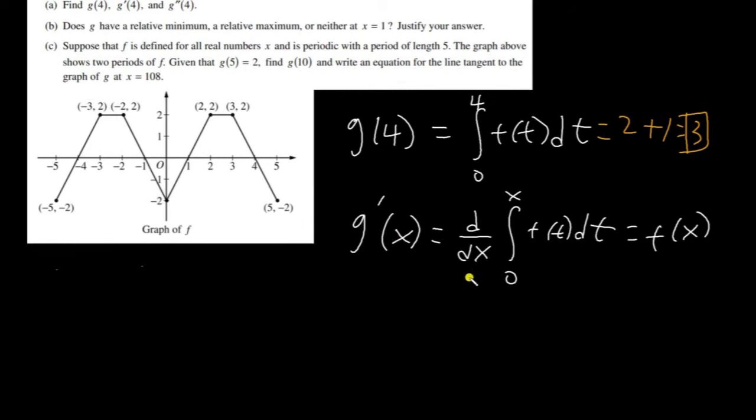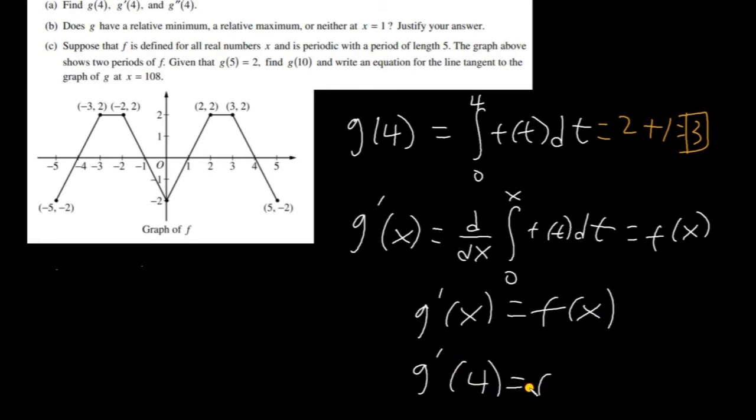So this is something that you want to know because they'll ask you this a lot, so you might want to know that. And we just conclude, so we're going to say now that g prime of x equals f of x. So g prime of 4 therefore is f of 4. And looking on our graph, f of 4 is 0.